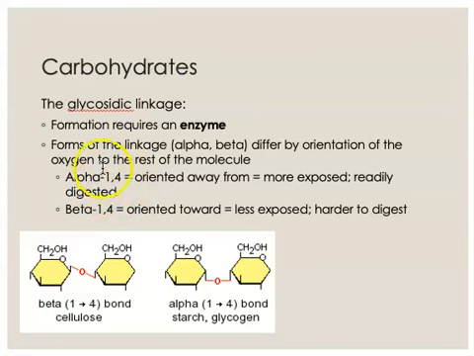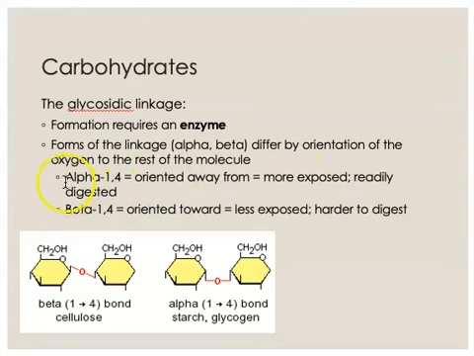In an alpha 1,4 glycosidic linkage, the oxygen in the center of the linkage is actually oriented away from the rest of the molecule. And what that means is that covalent linkage is more exposed. That means when the time comes to break that glycosidic linkage, the enzyme that does that job can get access fairly easily.